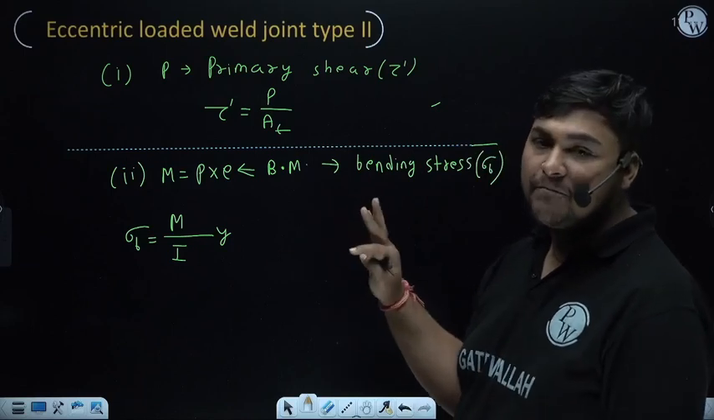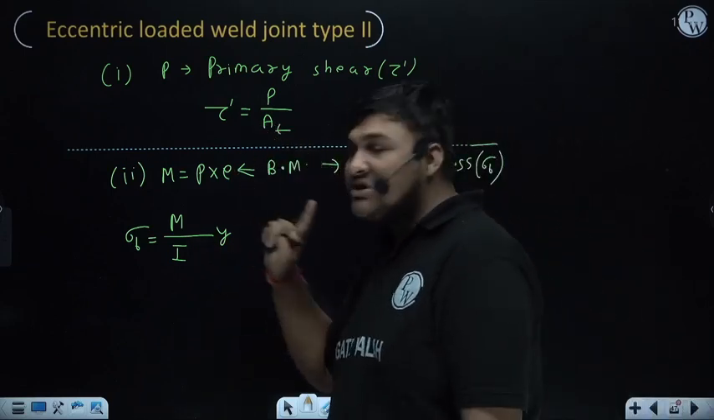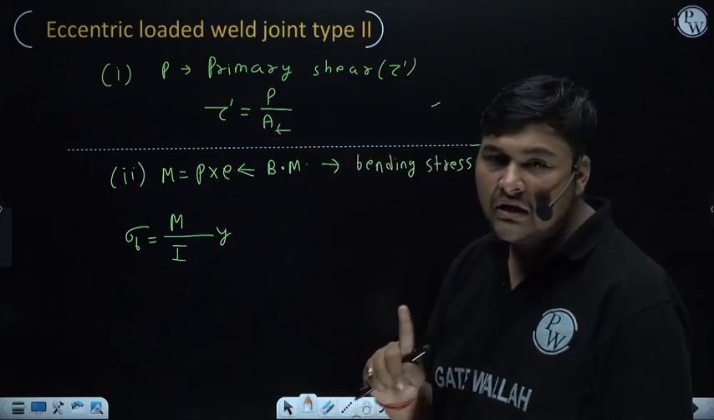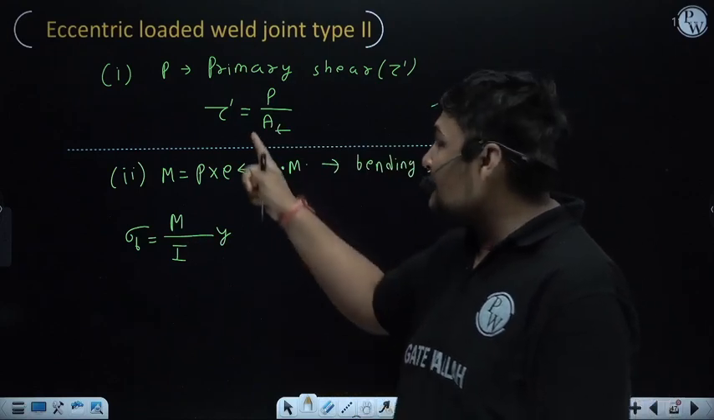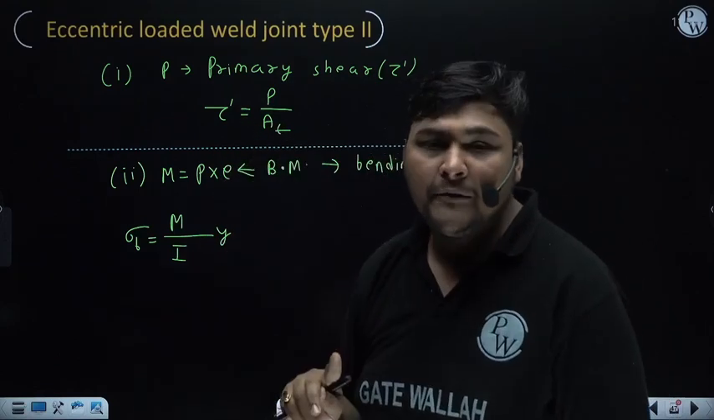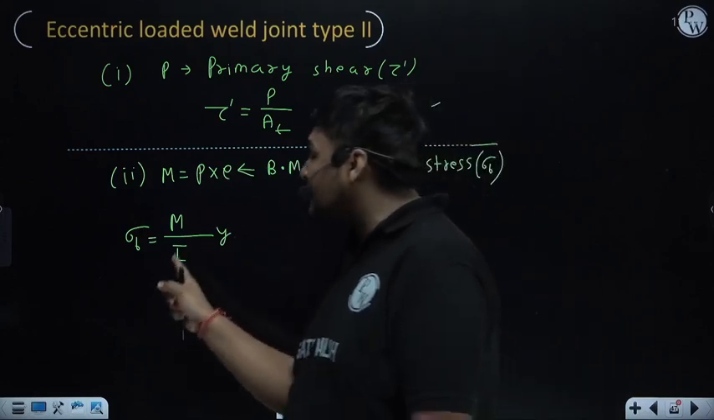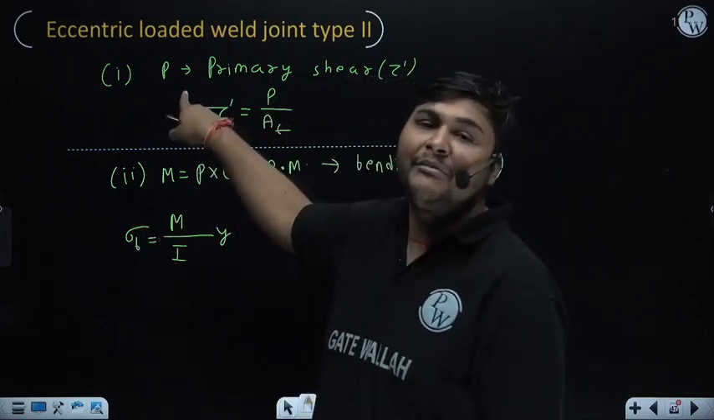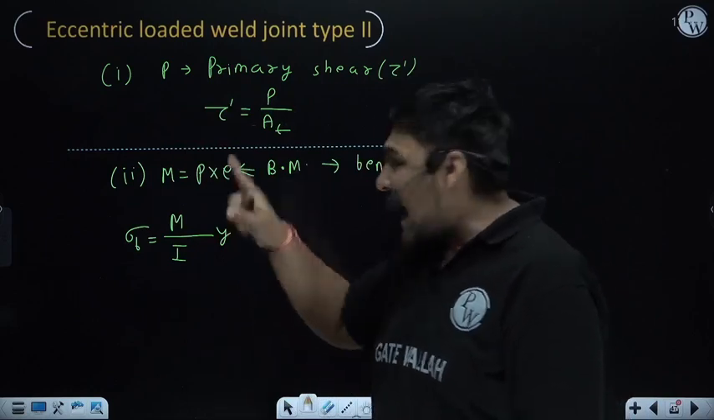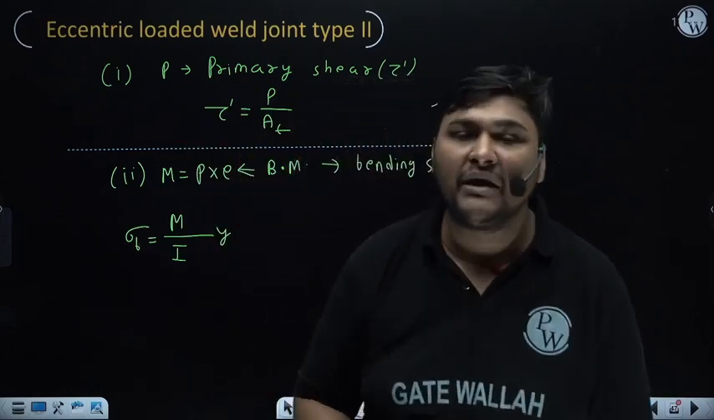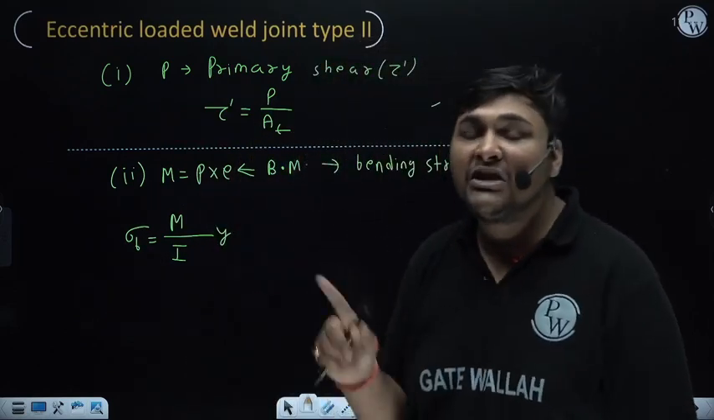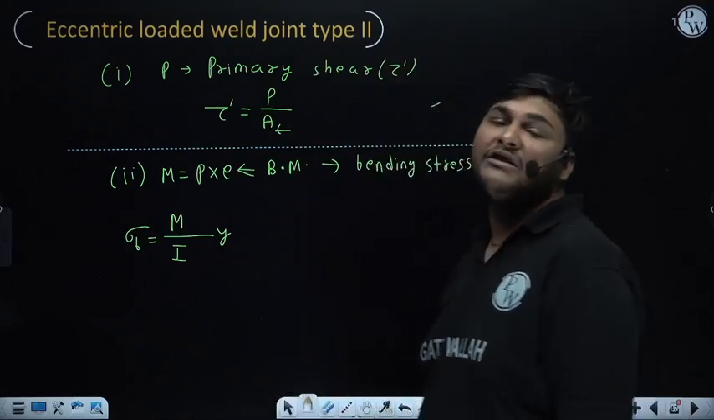It is very easy. In this case, the nature of both stresses is different. First thing, the primary stress value will be the same at each point. So can I say in this case the critical point will be decided by the value of bending stress? Why? Because the primary stress is the same everywhere, and the point at which bending stress is maximum will be the critical point. And bending stress will be maximum at the point where y is maximum.